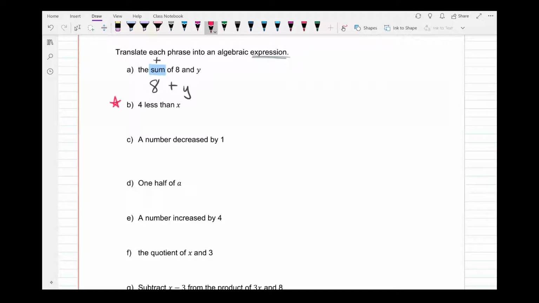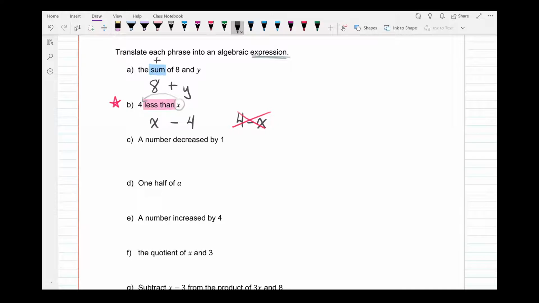The next question says we need to make a phrase for 4 less than x. So this one's really tricky. When you see the words less than, 4 less than x, you kind of have to read it backwards. It means that if you have something, you have 4 less than that something. So we have x, whatever that amount is. We have 4 less than that. If you were to write it as 4 minus x, you're actually not writing it correctly because that means 4 minus something, not something minus 4.